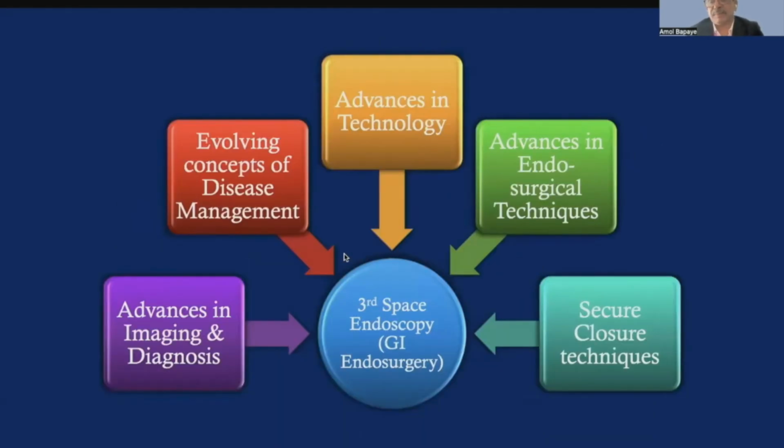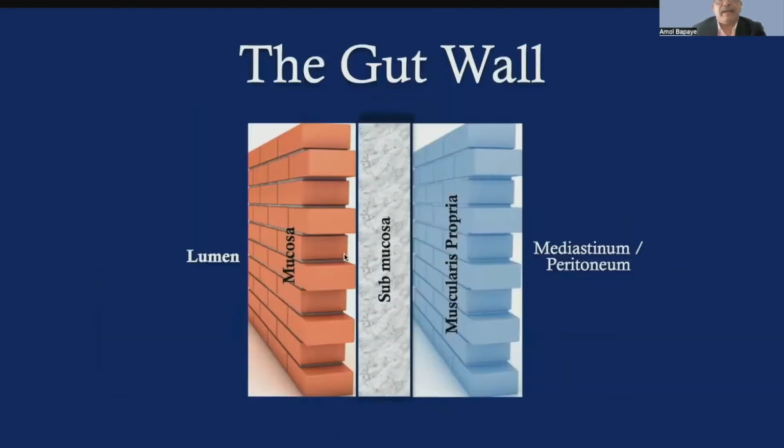So, third space endoscopy or GI endosurgery, we have to understand that it is the byproduct of advances in imaging and diagnosis, evolving concepts of disease management, and advances in technology, particularly endosurgical techniques and closure techniques. And this is the gut wall with the submucosa in between, and we have the mucosa on the luminal side and the muscularis propria on the mediastinal or the peritoneal side.